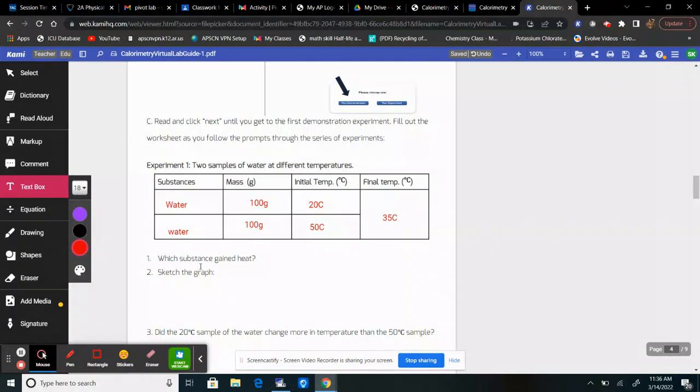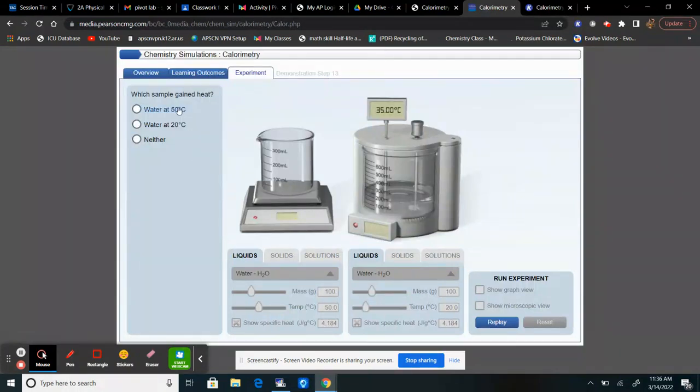So we'll see that the next question is, which substance gained heat? As we go through here, you can actually see the questions are off to the side. And let's go ahead and answer this incorrectly. Let's say neither substance gained heat, which we know is completely false. One of the 2 had to gain heat. Here, they even give you the correct answers, so don't worry about getting answers incorrect at first, because they will go through and they will explain why.